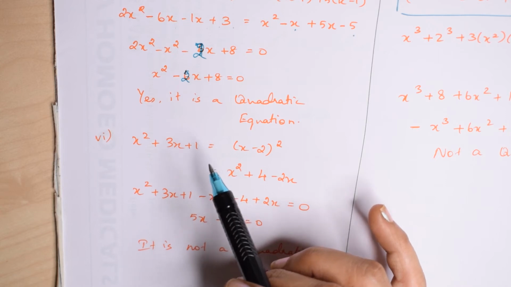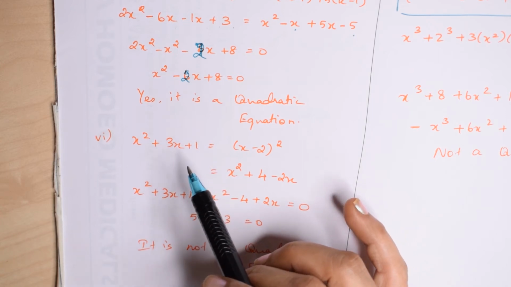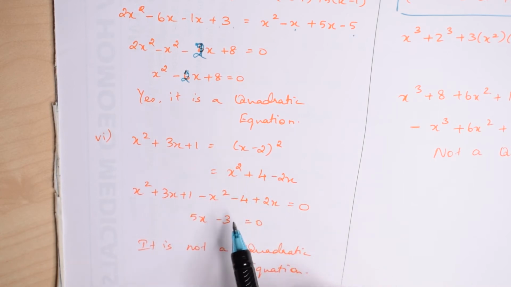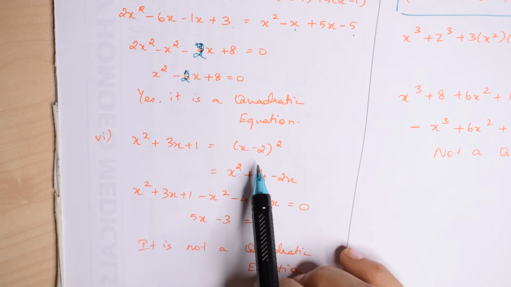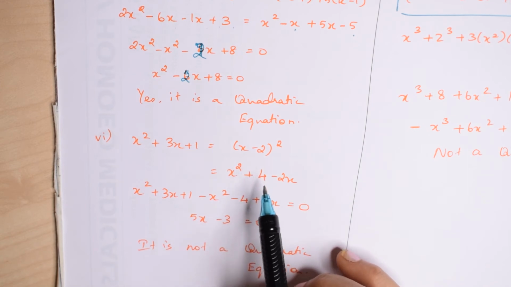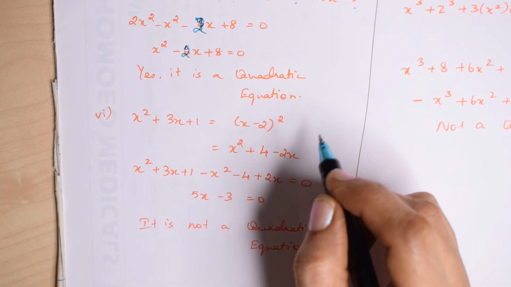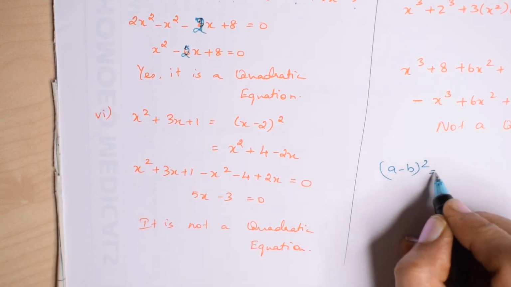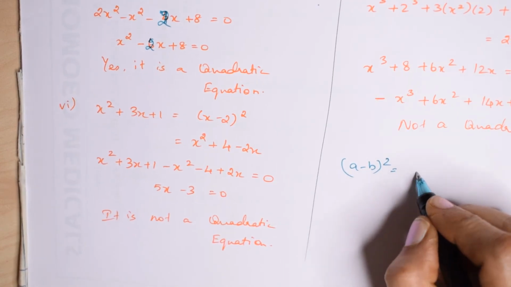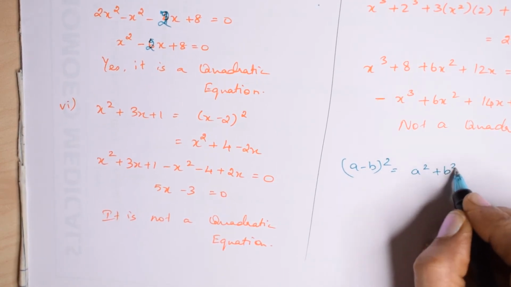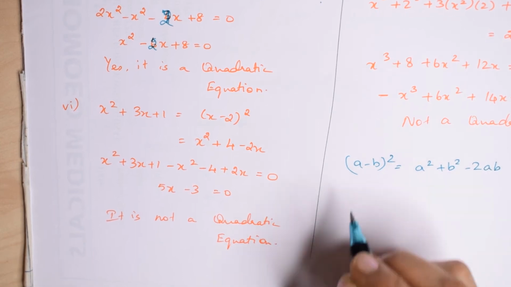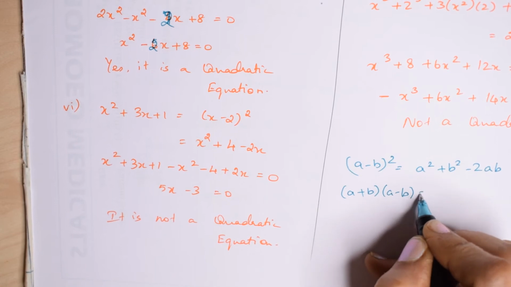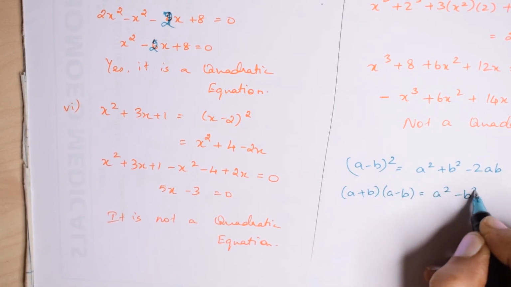Okay, then the sixth sum, x square plus 3x plus 1 is equal to (x minus 2) whole square. Again I am using the formula (a minus b) whole square, that you might be knowing. Again I will write it here for you. (a minus b) whole square is equal to a square plus b square minus 2ab. Okay, and one more formula, (a plus b)(a minus b) is equal to a square minus b square.